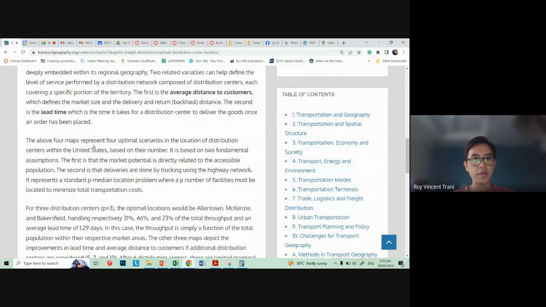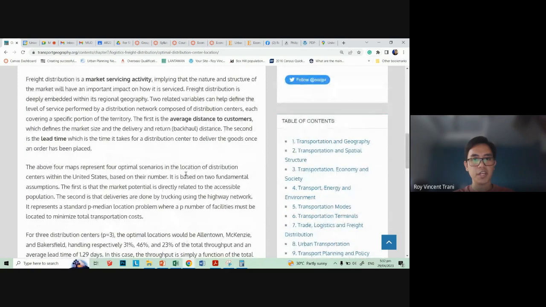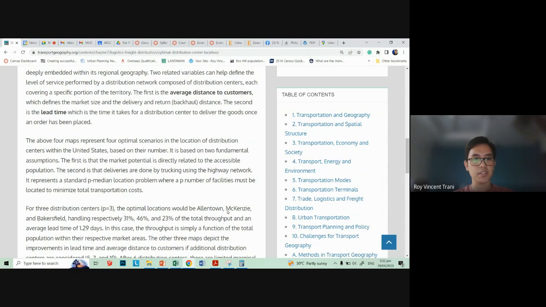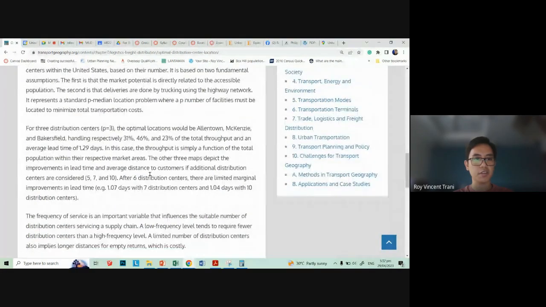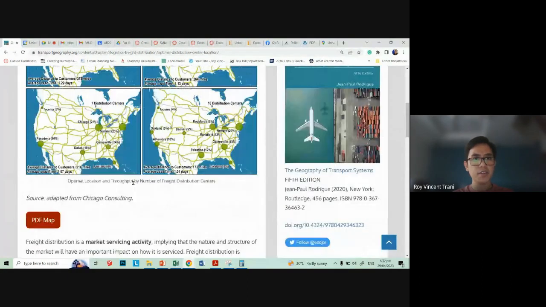The above four maps represent four optimal scenarios in location of distribution centers within the United States based on their number. It is based on two fundamental assumptions. The first is that market potential is directly related to accessible population. The second is that deliveries are done by trucking using the highway network. Then it represents a standard P-median location problem where a P number of facilities must be located to minimize total transportation costs.